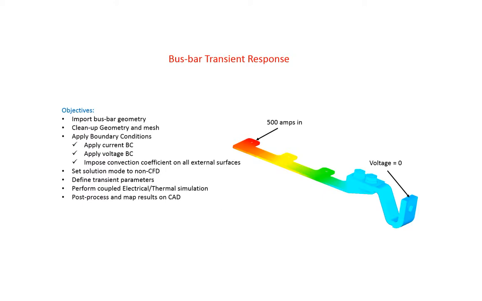We apply current and voltage boundary conditions such that 500 amps will be flowing through this busbar, and then we impose convection coefficients on all external surfaces and set the solution mode to non-CFD. We define the transient parameters, the time steps, and perform coupled electrical thermal simulation. After that, we look at the results and map the results on the original CAD.